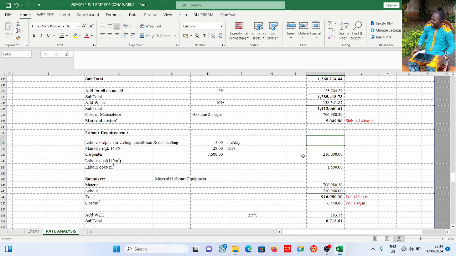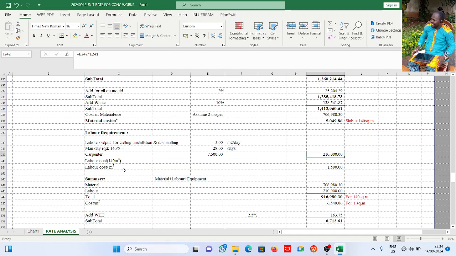Then the labor requirement. Labor output for cutting, installation, and dismantling is 5 square meter per day. And man days, since we have 140 square meter, 140 divided by 5, we have a total of 28 days at 7,500 per day, because carpenters are skilled artisans. So this is what I have here. 28 times 7,500 will be 210,000. All right.